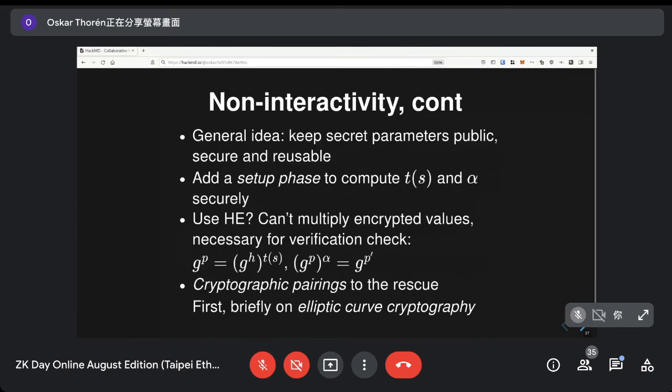So the general idea is that we want to keep the secret parameters public, secure, and reusable. We add a setup phase before, where we compute the target polynomial evaluated at S, the secret, and then alpha, to compute them securely. You might think, well, before, didn't we have this homomorphic encryption? Can't we use that? The problem is that we can't multiply encrypted values, which is necessary for the verification check. You see here that the secret stays as a multiplication term, so that doesn't work. That leads us to the concept of cryptographic pairings. But first, let's talk briefly about elliptic curve cryptography.